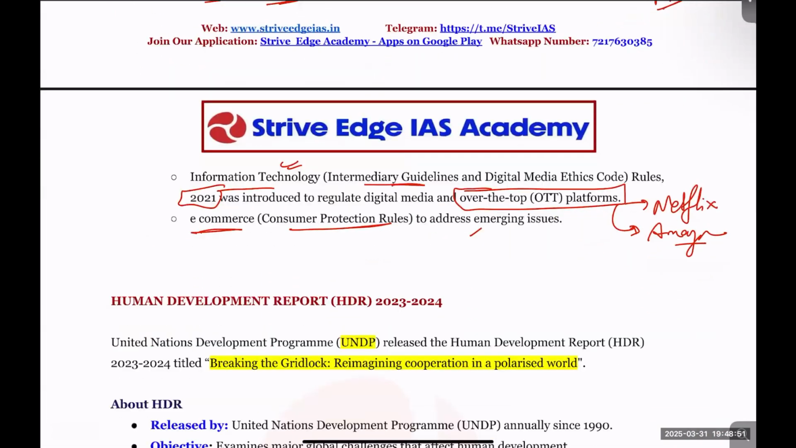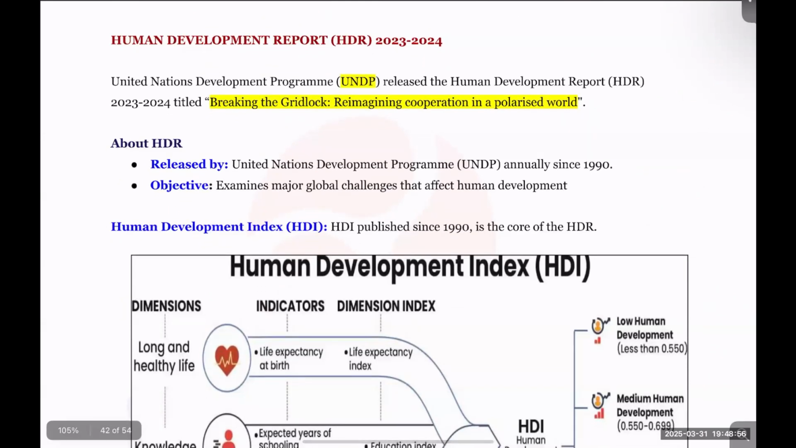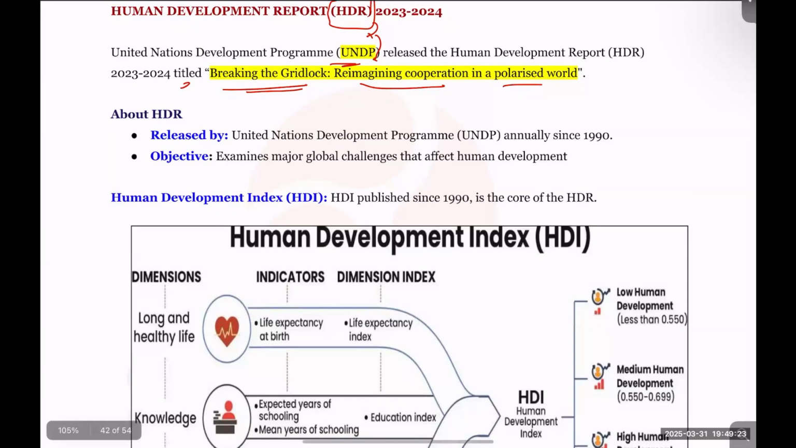Now moving to the next topic, the Human Development Report, HDR, of 2023-2024. UNDP has released the HDR with the title Breaking the Gridlock: Reimagining Cooperation in a Polarized World. What you should remember for prelims is who launches this HDR. It is launched by the United Nations Development Programme, UNDP. And what is the title of this year's HDR? It is Breaking the Gridlock. You should remember these two things, as they are relevant for your prelims.